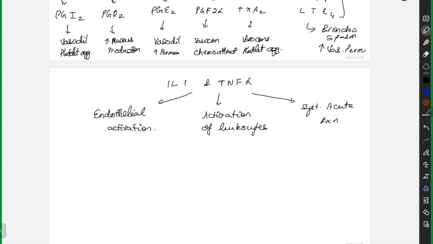So what are the systemic acute reactions like your fever, sepsis, cachexia, everything? Whatever we saw till now is cytokines. Now the next one which we are going to see is chemokines. Okay. Chemokine is actually a family of cytokine.